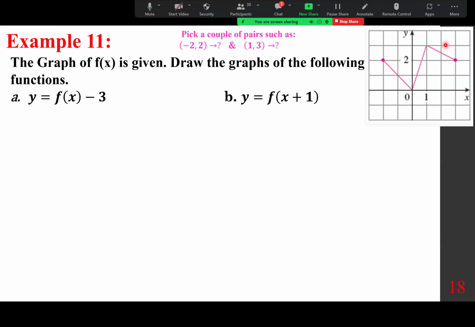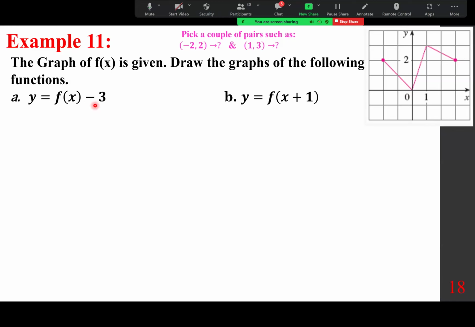You always go with easy points. Obviously, this is -2, 2. This one is 1, 3. Of course, I highly recommend you look at this one and this one also, and then you have your graph. But if I can do 1 or 2, I can do more.